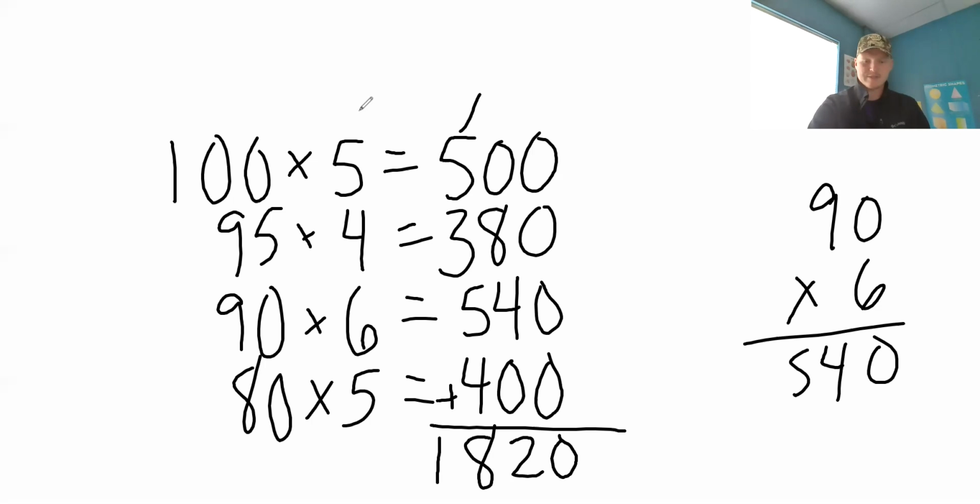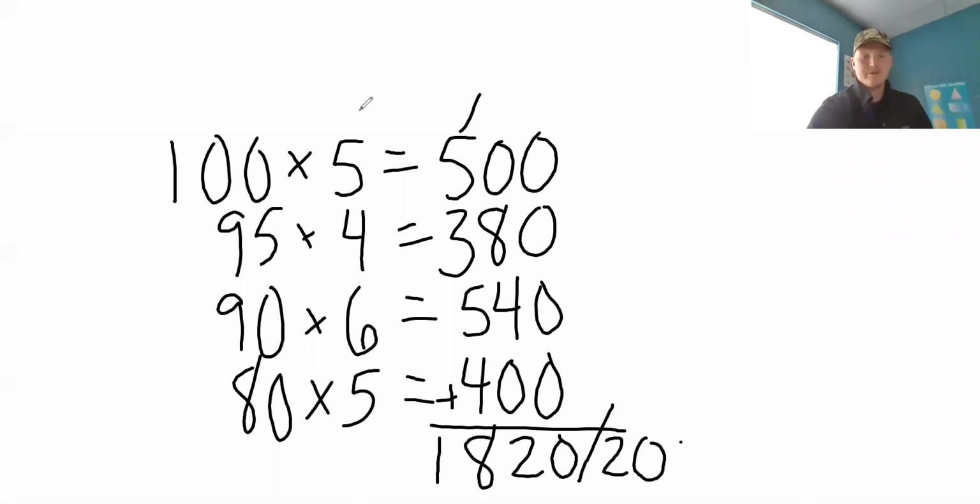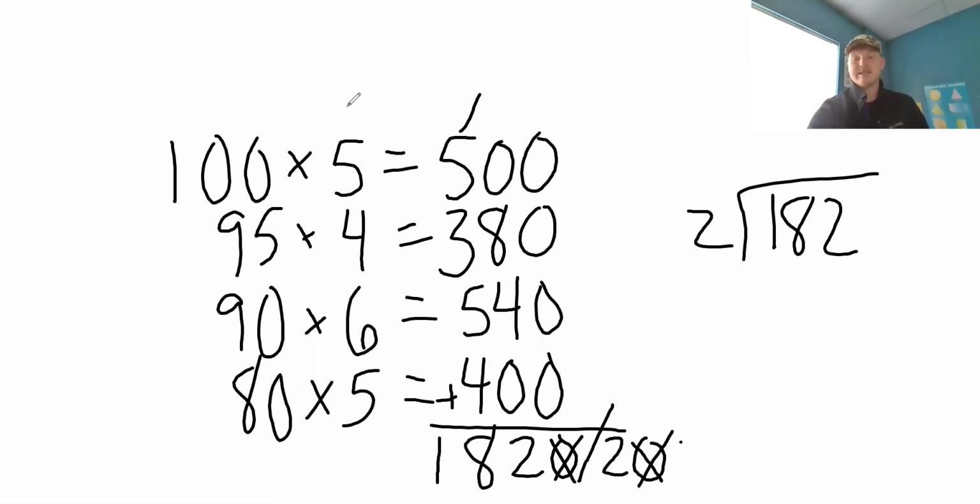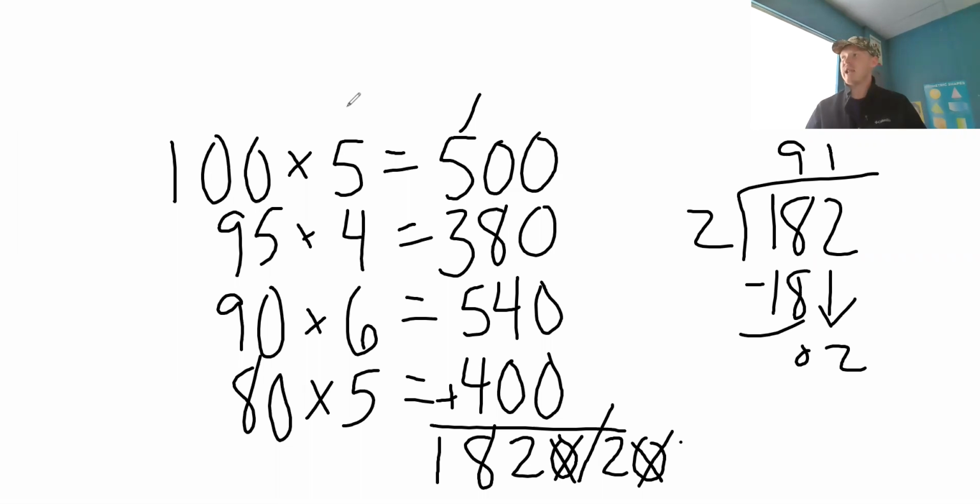1,820. Divide that by 20. And one thing that I was showing you guys yesterday is one little shortcut you can do with multiplying or dividing. I have a 0 with 1,820 and I have a 0 with the 20. So I can just take 182 and divide it by 2. So 2 goes into 18 9 times. And then 2 goes into 2 1 time, and I have a remainder of 0. So he averaged a 91% on all of his tests.